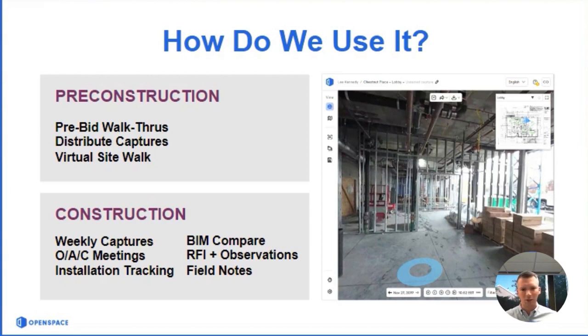And then in construction, this is part of our weekly captures. This is the responsibility of the superintendent, APM, assistant super, field engineer, whoever's on the site that needs to see the data, needs to see what the site looks like. They'll be capturing that weekly. It's a tool that we use at our OAC meetings for installation and tracking. We use the BIM Compare tool, and we use the Procore integration, which I'll get into in a little bit.